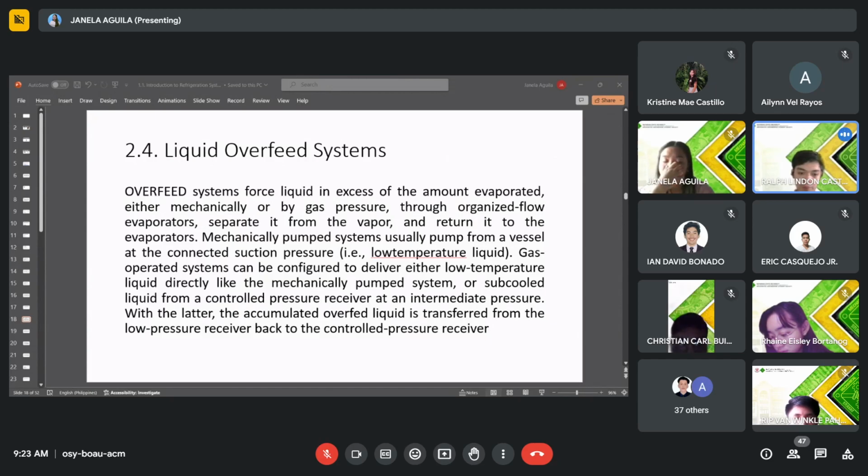Sa pagbaba po ng temperature sa nilalabas ng compressor, tapos sa pagtaas po ng temperature sa evaporator, tumataas po yung coefficient of performance o yung COP. Kaso po ang disadvantage naman po nito, magkakaroon po ng extrang components like receivers o kaya pump para ma-pump ulit sa evaporator, kaya po tumataas po yung initial cost. Yun lang po.